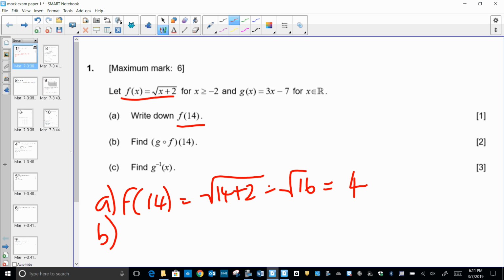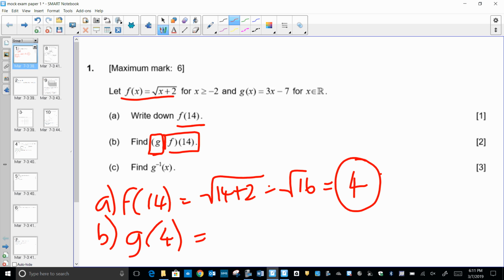Right, find g of f of 14. So here we need to find f of 14. Lo and behold, we just did that. And then we have to substitute that value into g. So we're now finding g of 4. So it's 3 lots of 4 take away 7.